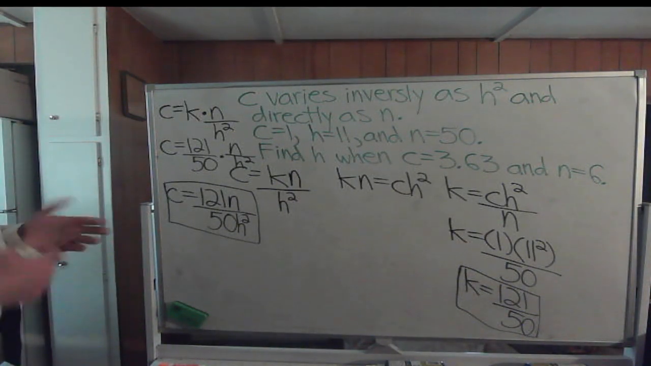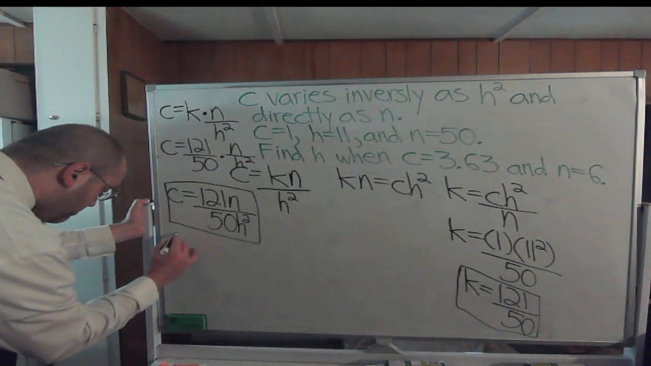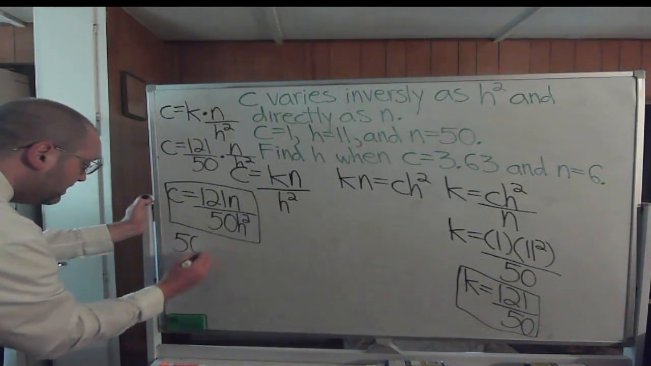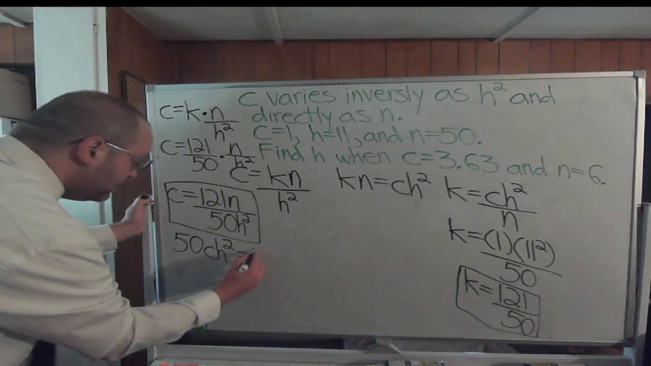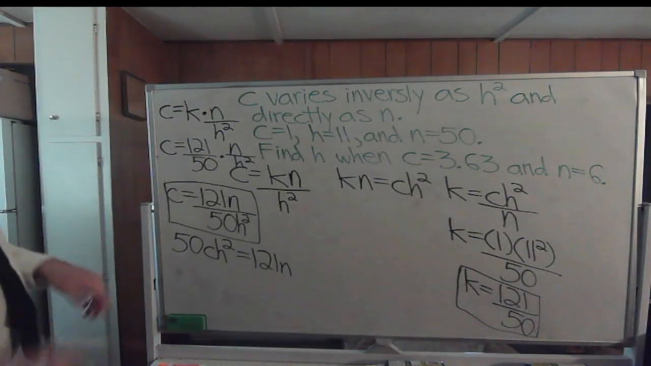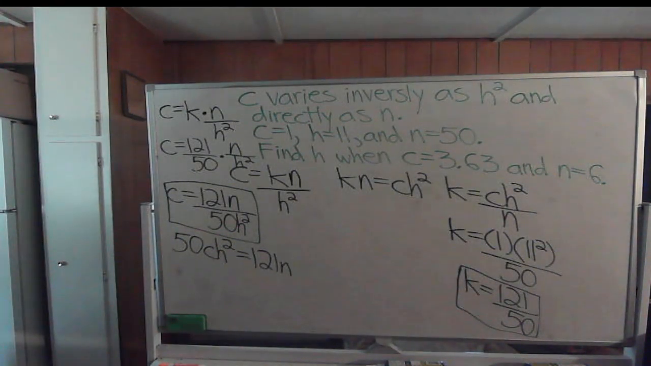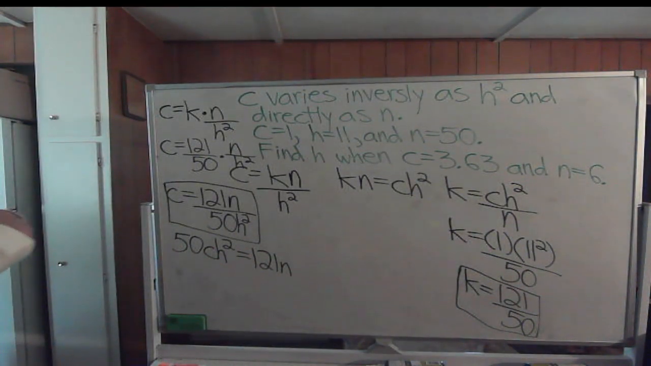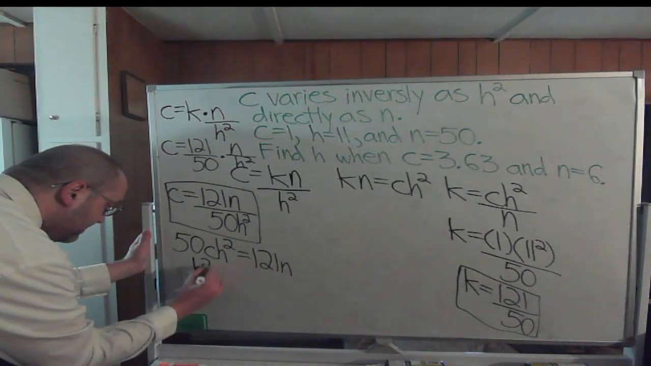So in order to do that, we have to multiply both sides by 50h squared. If we do just that, on the left side, if you multiply the left side by 50h squared, you get 50ch squared is equal to 121n, because if you multiply the right side by 50h squared, you just get 121n. Well, we've solved part of it. Ultimately, we want to get the h squared by itself, so you'll have to divide both sides by 50c. If you do that, you divide the left side by 50c, you get h squared by itself.